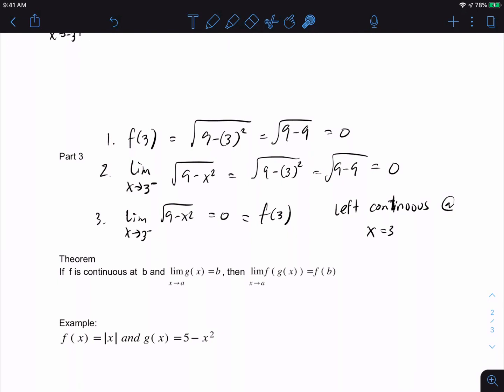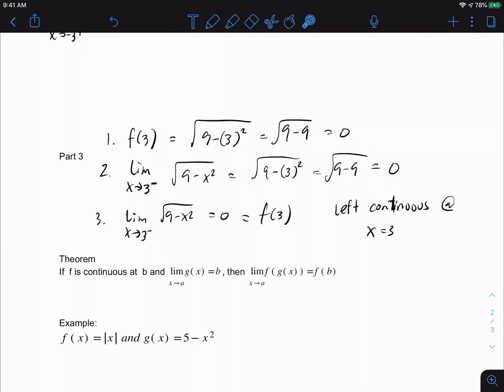Correct. Step 1 is saying f of 3 exists. Part 2 says the limit exists. Part 3 says they equal each other. Okay, I see it now. So if in the first part you would have gotten a 4, and the other one would have been a 0, they wouldn't be continuous, right? Correct. They both exist. 1 and 2 work, but they're not equal. They'd fail part 3. Thank you for asking the question.